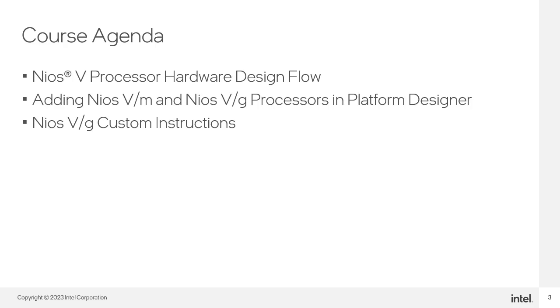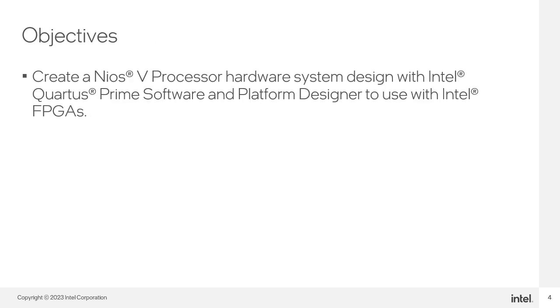The course agenda for today includes Nios V processor hardware design flow, adding Nios V-M and Nios V-G processors in Platform Designer, and Nios V-G custom instructions. The objective for today's online training is to create a Nios V processor hardware system design with Intel Quartus Prime software and Platform Designer to use with Intel FPGAs. Let's get started.